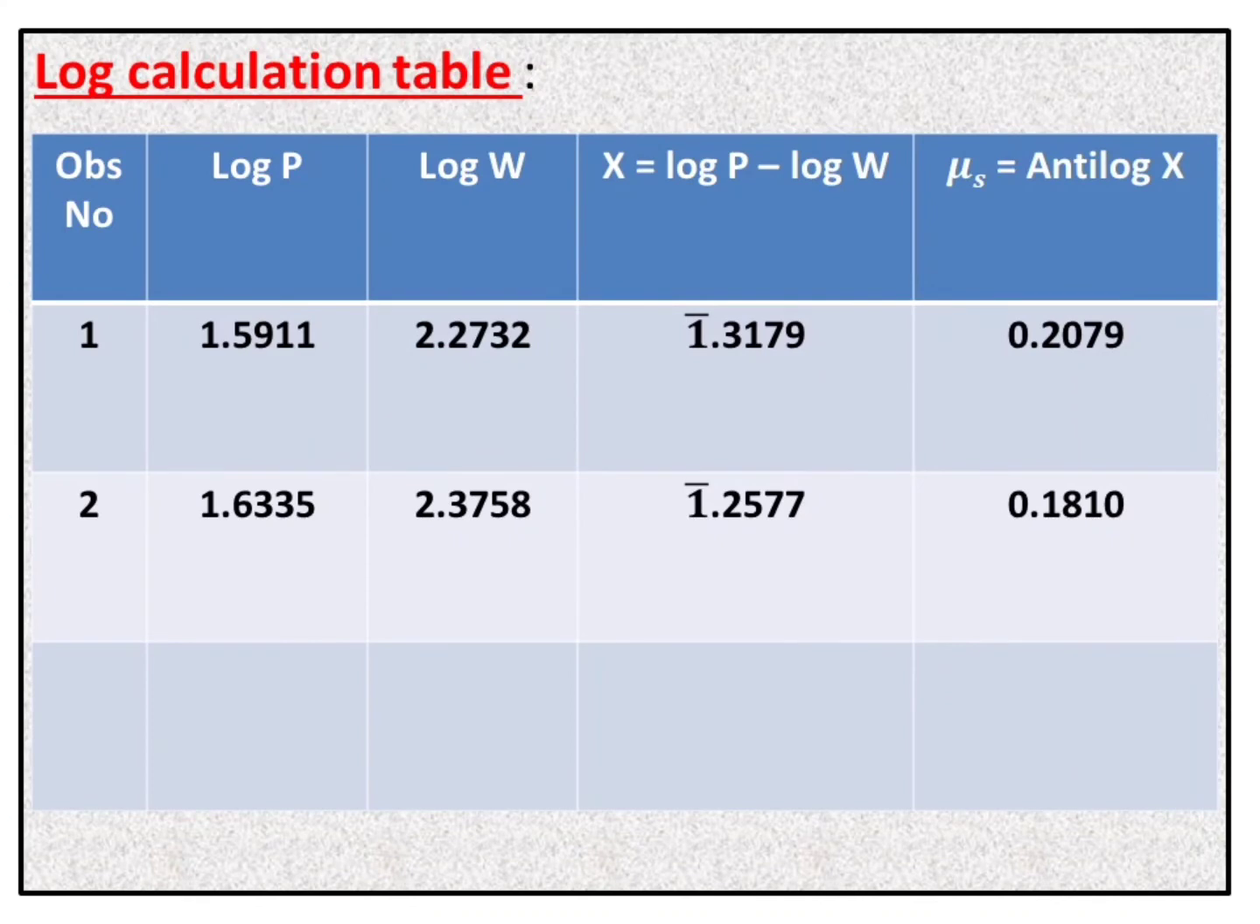For the second observation, log P is 1.6335, then log W is 2.3758. So 1.6335 minus 2.3758 is equal to bar 1.2577. So anti-log of bar 1.2577 is equal to 0.1810.